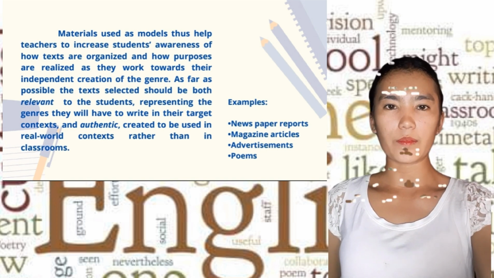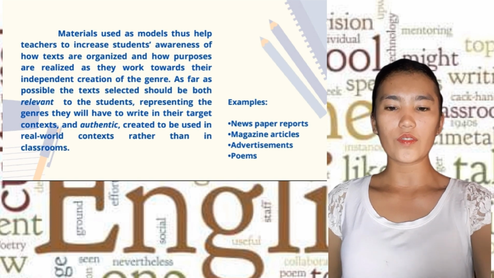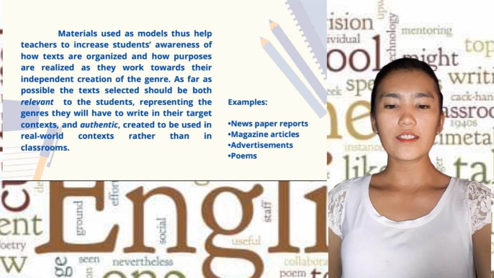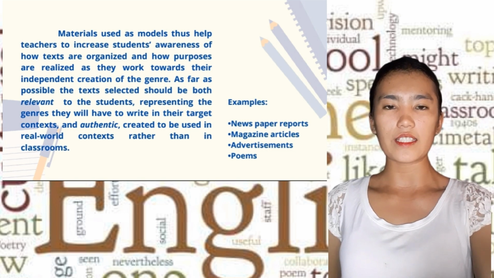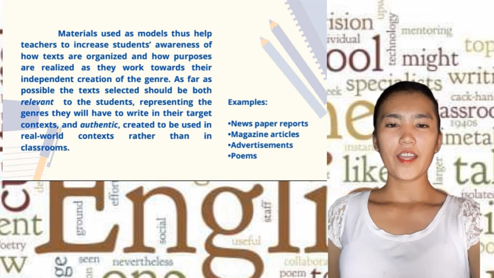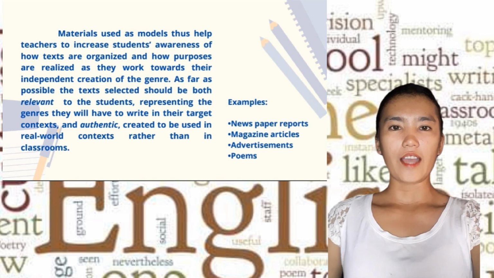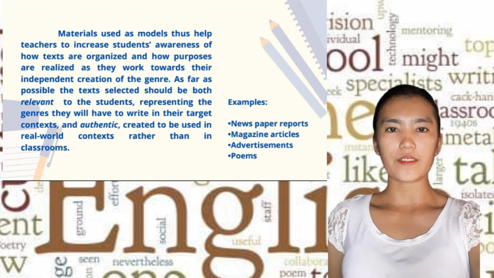As far as possible, the texts selected should be both relevant to the students, representing the genres they will have to write in their target context, and authentic, created to be used in real-world contexts rather than in classrooms. Examples are newspaper reports, magazine articles, advertisements, and poems.